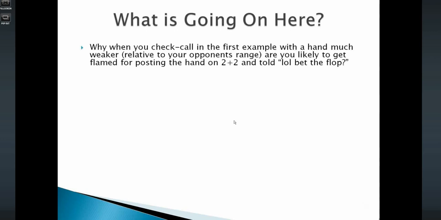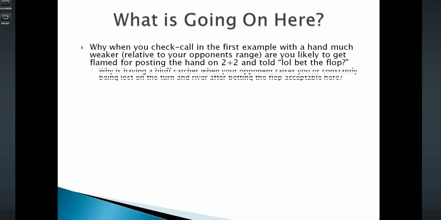Why, when you check-call in the first example with a hand much weaker relative to your opponent's range, are you likely to get flamed for posting the hand on 2+2 and told, "LOL, bet the flop"? Why is having a bluff catcher when your opponent raises you, or constantly being lost on the turn and river after betting the flop, acceptable here?